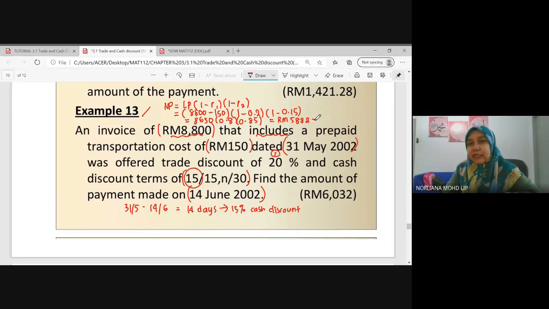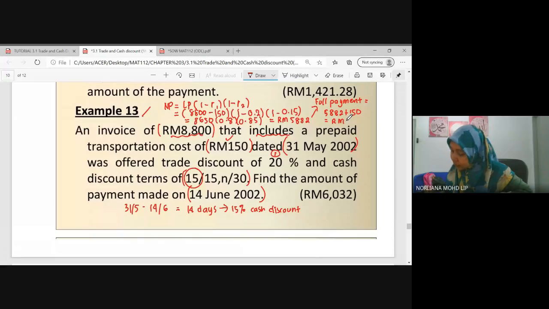Okay, awak kena tambahkan balik dengan transportation tadi. Tadi awak dah tolak kan? Kena tambahkan balik transportation cost. So payment, dia punya full payment yang ni lah. Full payment yang tadi adalah net price kan? So untuk yang ni full payment, tambah kat sini full payment. Equal to tadi net price 5882 tambahkan 150. Dapatlah 6032. Okay, boleh.